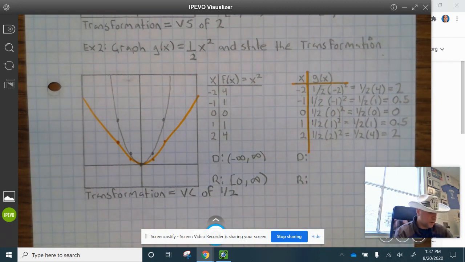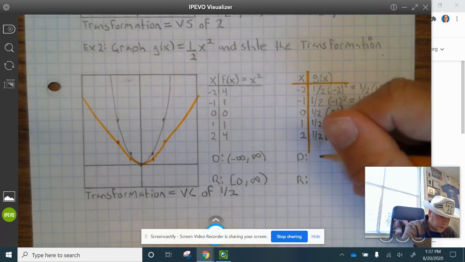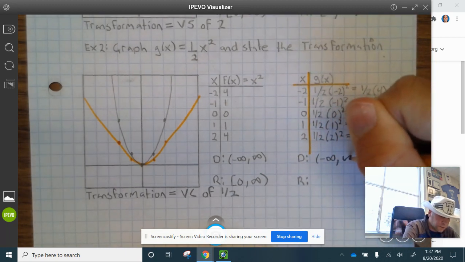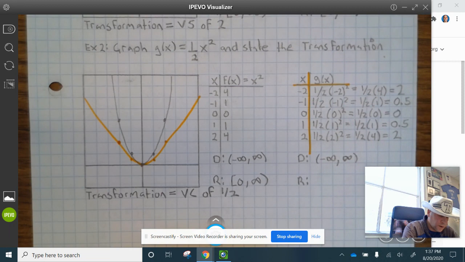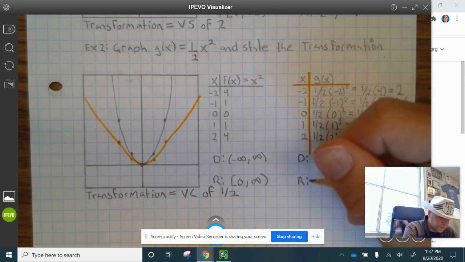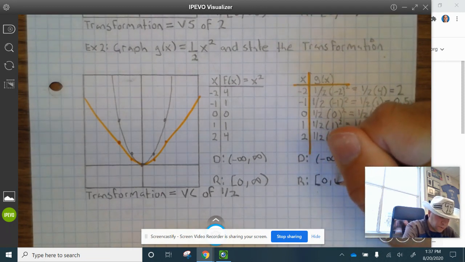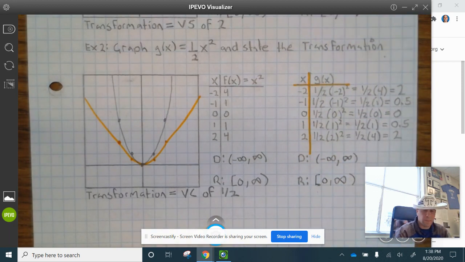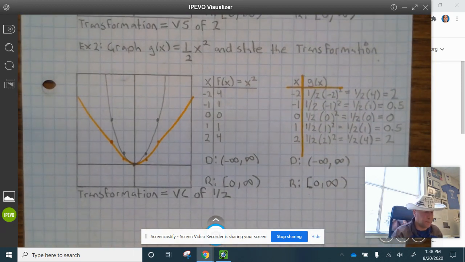Okay, now domain is still negative infinity to positive infinity, and range is still bracket 0 to infinity. All right, go ahead and finish up example 2.